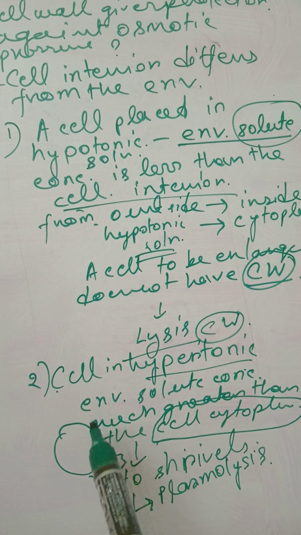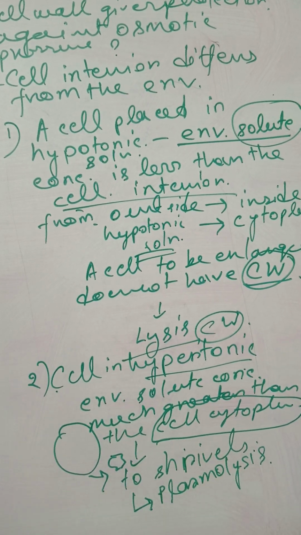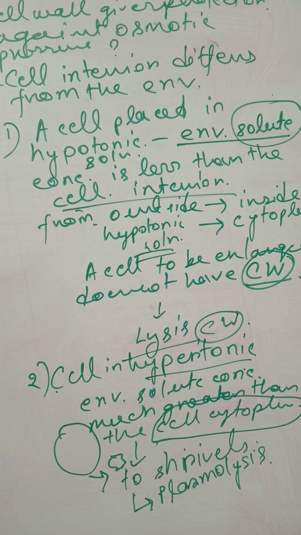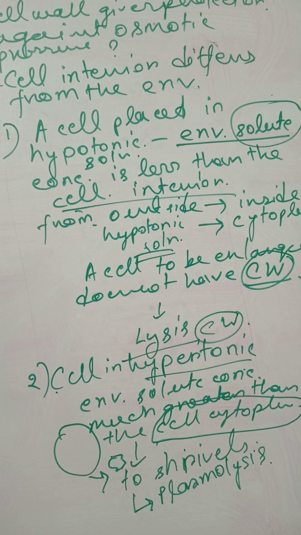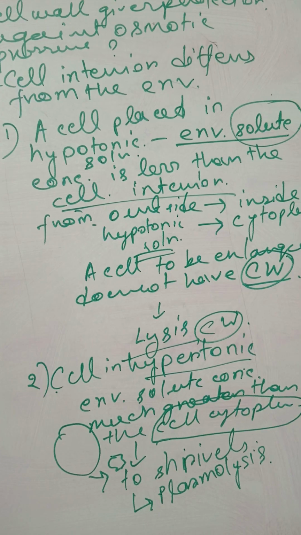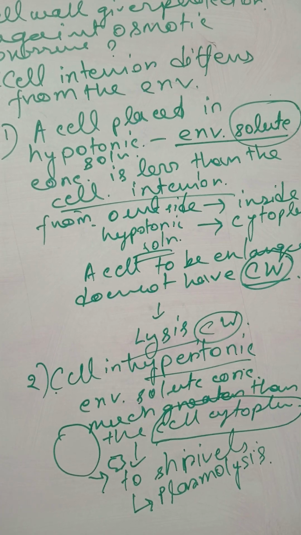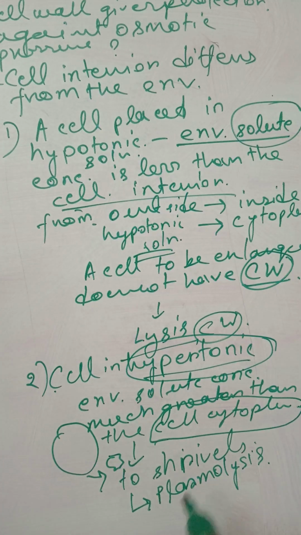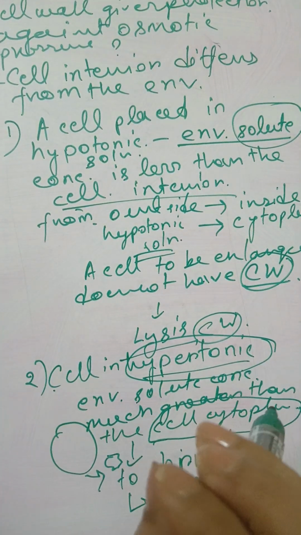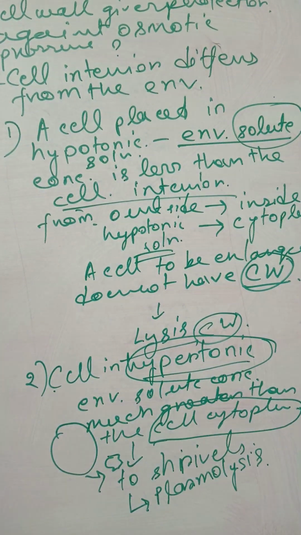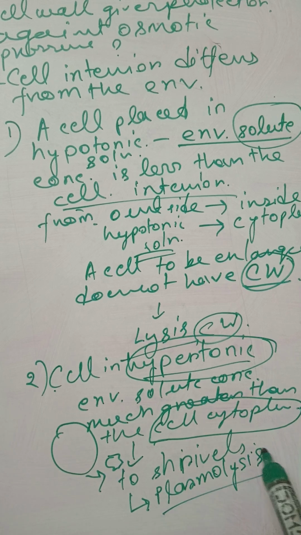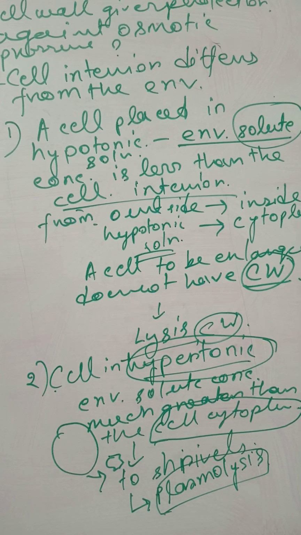On the contrary, if a cell is placed in a hypertonic solution, again the solute concentration is greater in the environment, not inside the cytoplasm. So the bacterial cell will remove or excrete all the solutes from the cell interior, that is the cytoplasm, into the hypertonic solution, and that will cause the cell to shrink from this to this. They will shrink, and that phenomenon is known as plasmolysis. So one is lysis, one is plasmolysis.